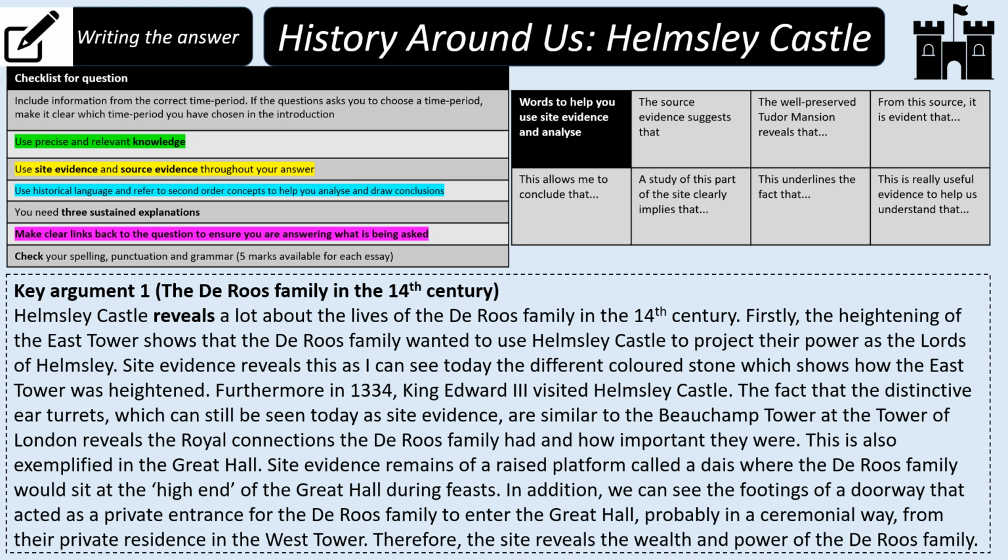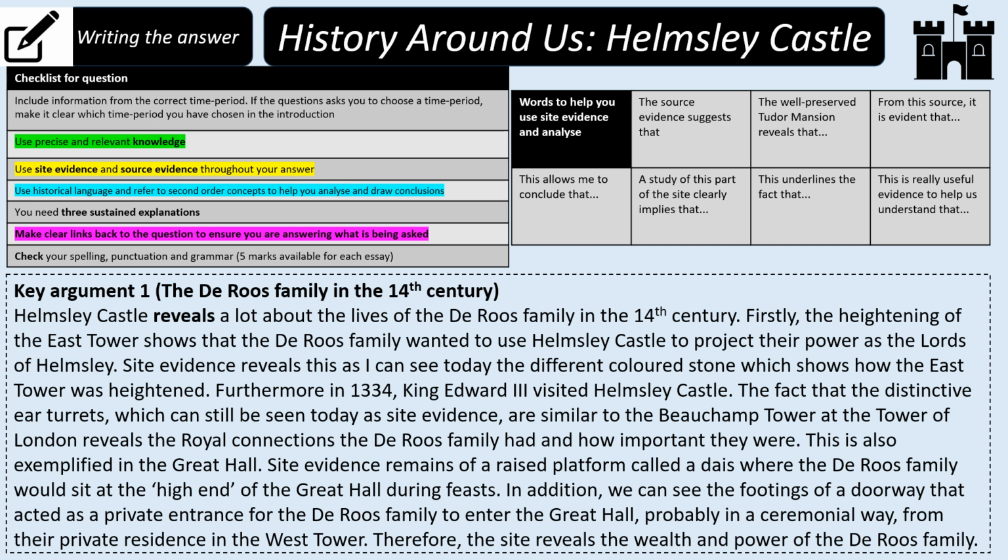Site evidence remains of a raised platform called a dais, where the De Roos family would sit at the high end of the Great Hall during feasts. In addition, we can see the footings of a doorway that acts as a private entrance for the De Roos family to enter the Great Hall, probably in a ceremonial way from their private residence in the West Tower. Therefore, the site reveals the wealth and power of the De Roos family. So I think that's a developed explanation.